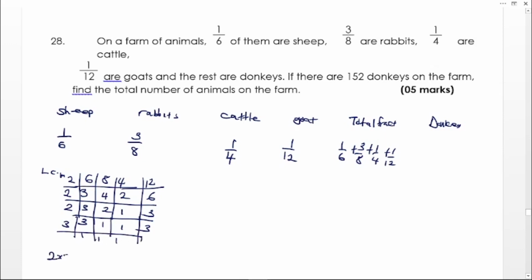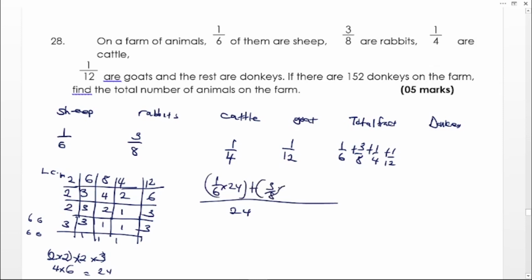So it's now 2 by 2 by 2 by 3, which is 4 by 6, giving us 24. So 4 groups of 6. Now this is 12, 12, that is 24. So our LCM is that one, so we come and get the total. Now this is going to be 24, and therefore a sixth of 24 plus 3/8 of 24, then plus a quarter of 24, then plus a 12th of 24.